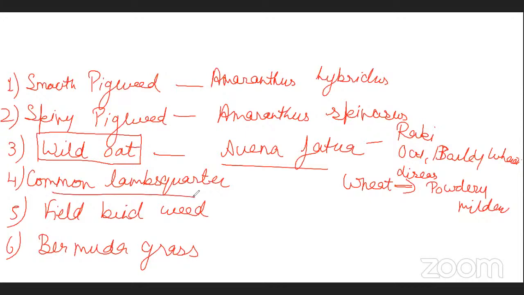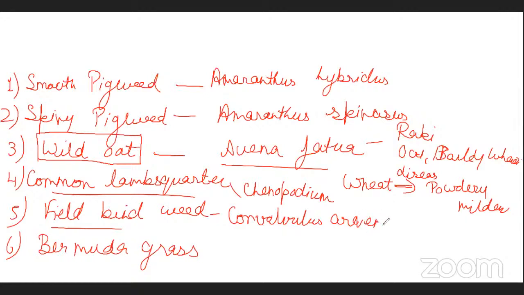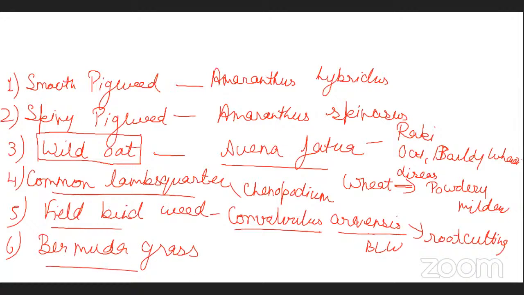Okay, and then we are having common lamb's quarter, which is known as Chenopodium. This Chenopodium, in sugar beet, can also harbor leaf curl virus. Okay, then we are having field bindweed, and the scientific name is Convolvulus arvensis. It is a broadleaf weed. As I have told you in the vegetative propagation of weeds, this Convolvulus is usually propagated by root cuttings. Okay, then we are having Bermuda grass, which is also known as devil's grass.